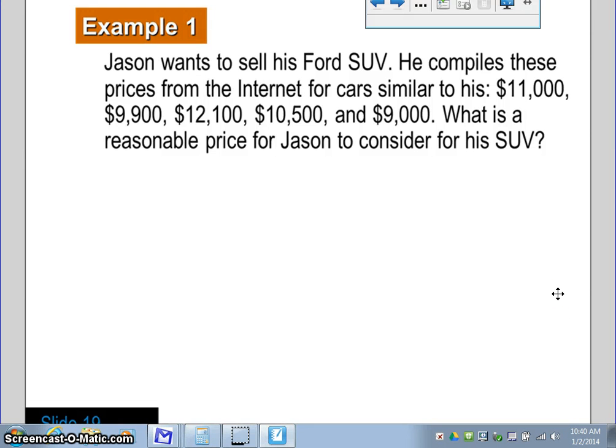All right, now we're going to go ahead and take a look at the second chapter in Unit 5. And for this, it's buying or selling a car. Today we're going to compute the mean, the median, the mode, the range, quartiles, and the interquartile range.